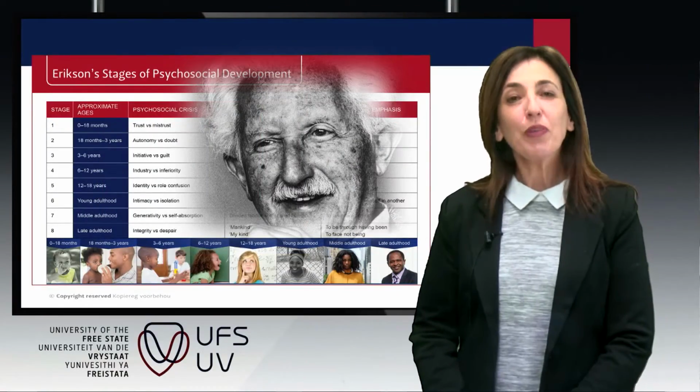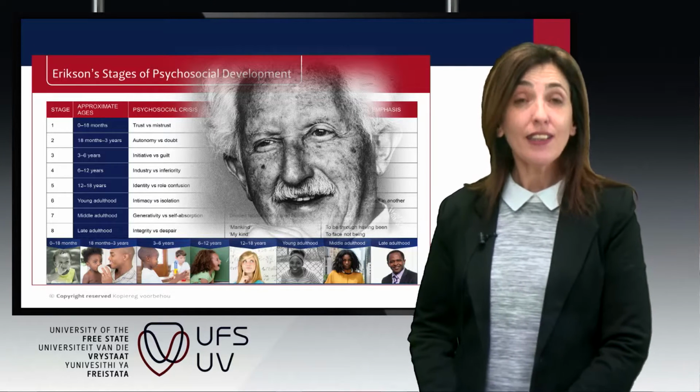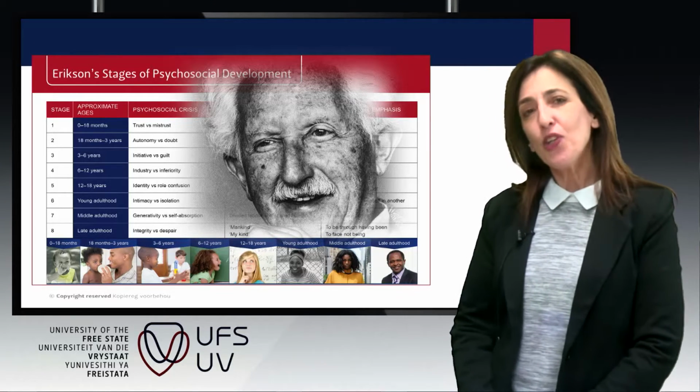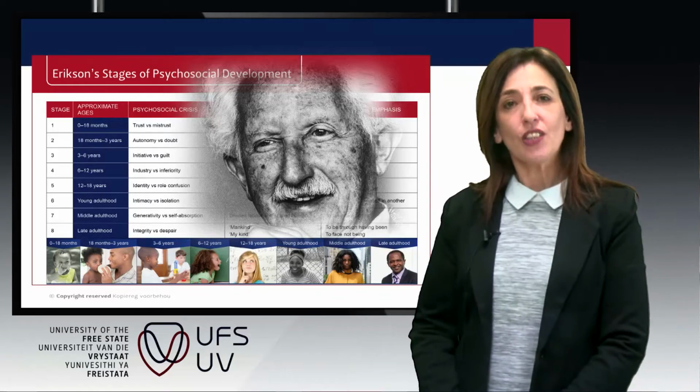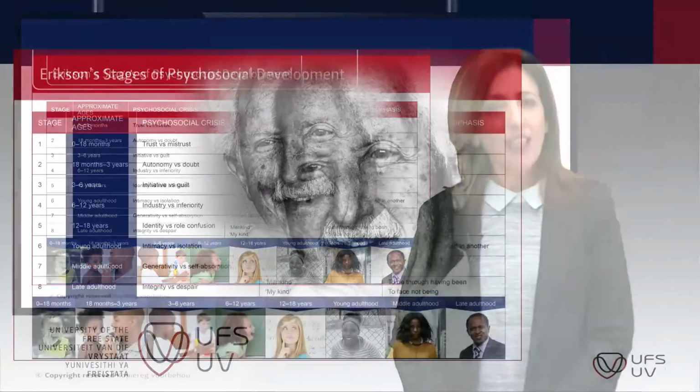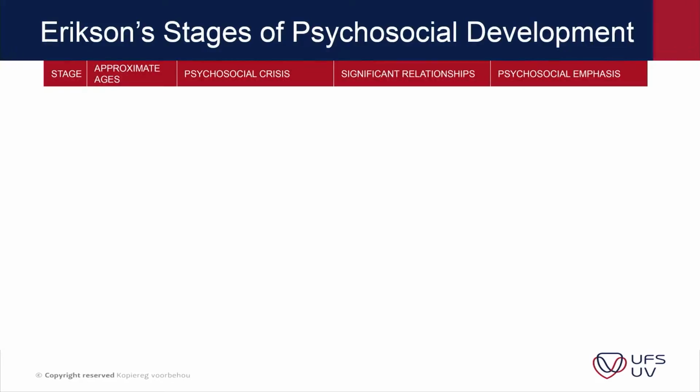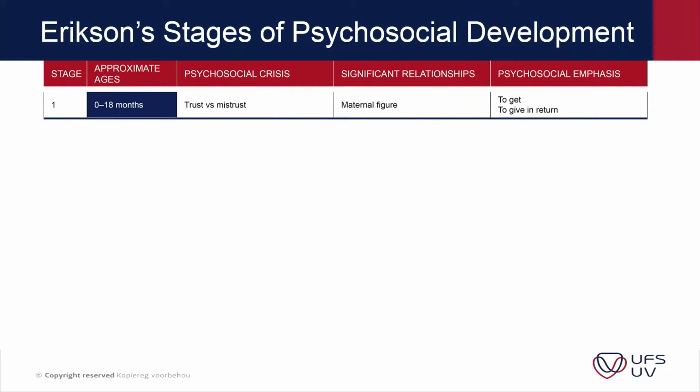In this lesson, we will explore Erikson's framework in the classroom. Can you remember Erikson's different stages of psychosocial development? Let's recap. Stage 1, 0 to 18 months, the psychosocial crisis is trust versus mistrust.